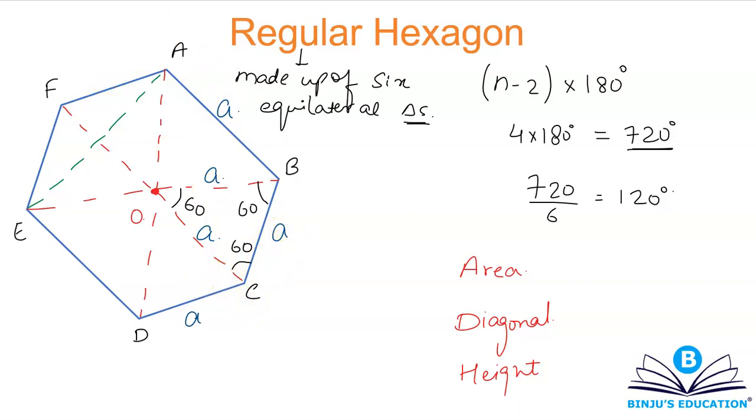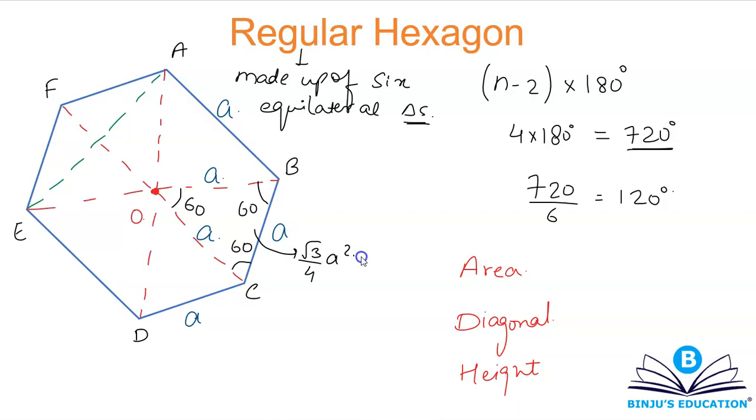Alright. Now concentrate only on BOC. BC is A, so automatically BO would be A and CO would also be A. So it's an equilateral triangle having side A units. Now how to calculate the area of an equilateral triangle having side A units? The formula is root 3 by 4 into side square. That is root 3 by 4 into A square.